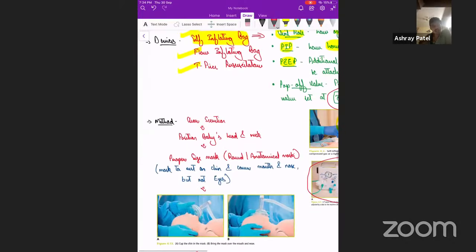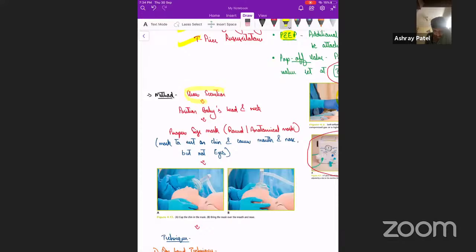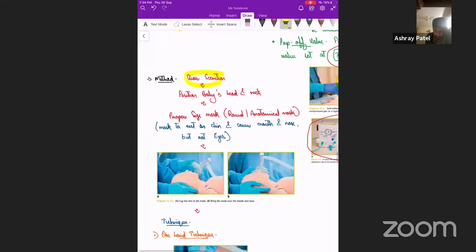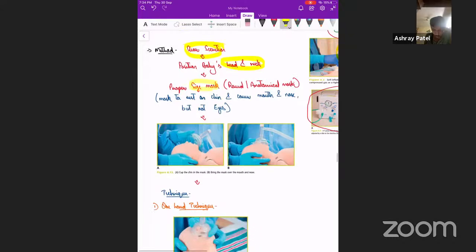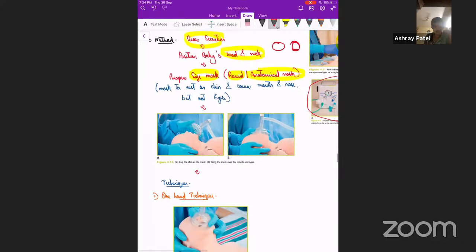Next is the method. How do we go ahead and give this positive pressure ventilation? First is to clear secretions. If there is any secretion present, that itself will block the airway. So clear the secretion. Then position the baby's head and neck. As we've already seen, some amount of extension is needed. It is called the sniffing dog position. And then choose a proper size mask. It can either be the round mask or the anatomical, triangular mask. Whichever you choose, it has to be a proper size mask and it has to fit in properly.